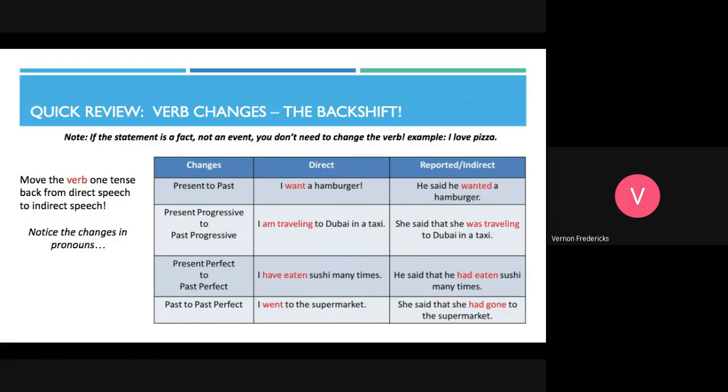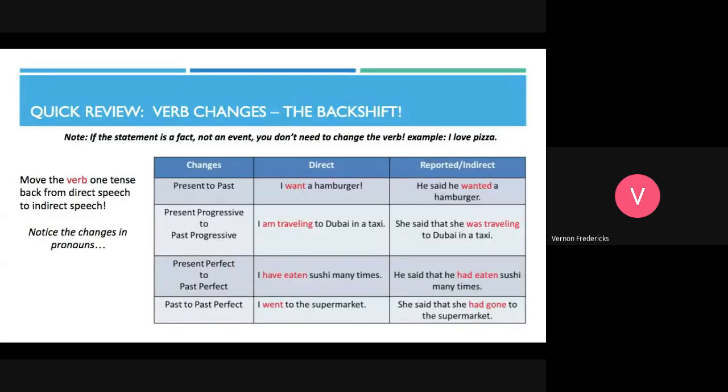So the first change, present tense to past tense. Direct: I want a hamburger. Reported: He said he wanted a hamburger. There we can see the pronoun change from I to he. The verb changes from present to past.